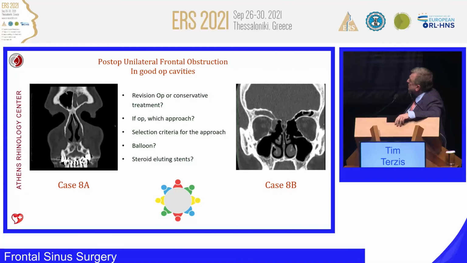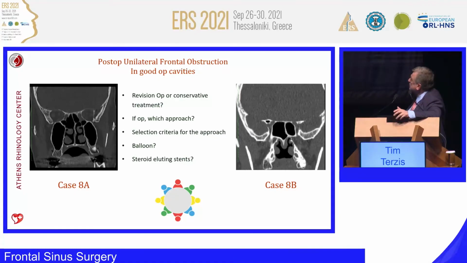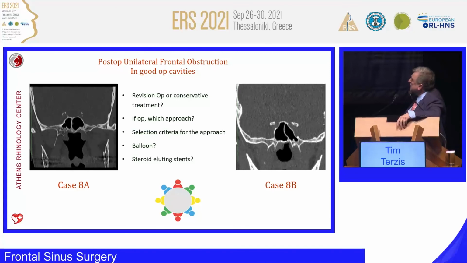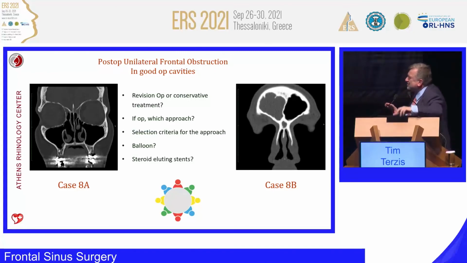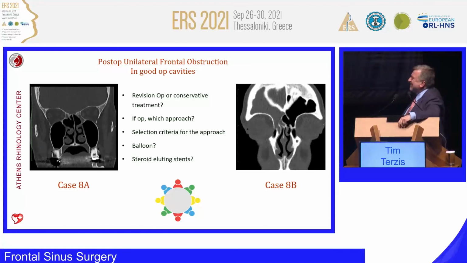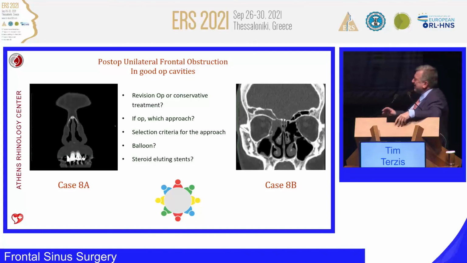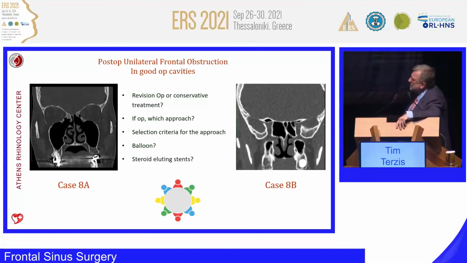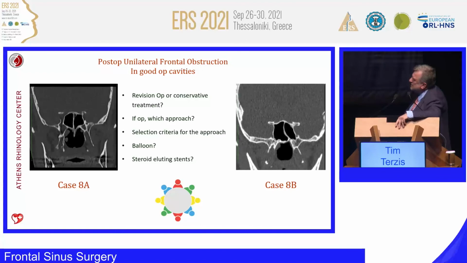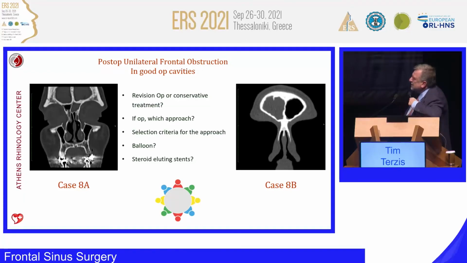Revision operation, conservative, if operation, which approach, selection criteria, balloon again. I don't do balloon, don't look at me like this, Andreas. I just like to ask about balloons, I don't do it. Anyway, steroid-eluting stents could be an option. What do you think? Andreas, you want to start?